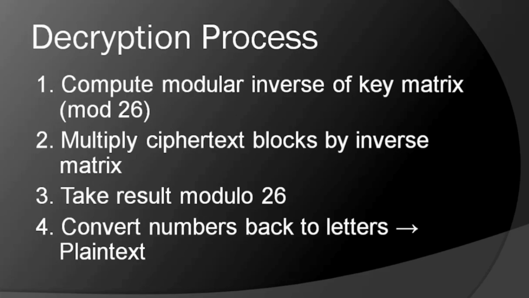Now, for the decryption process, the steps are almost the same, except we need to invert the key matrix modulo 26. So, we compute the modular inverse of the matrix, multiply each ciphertext block by this inverse, take modulo 26, and then convert the numbers back to letters. That recovers the original plain text.